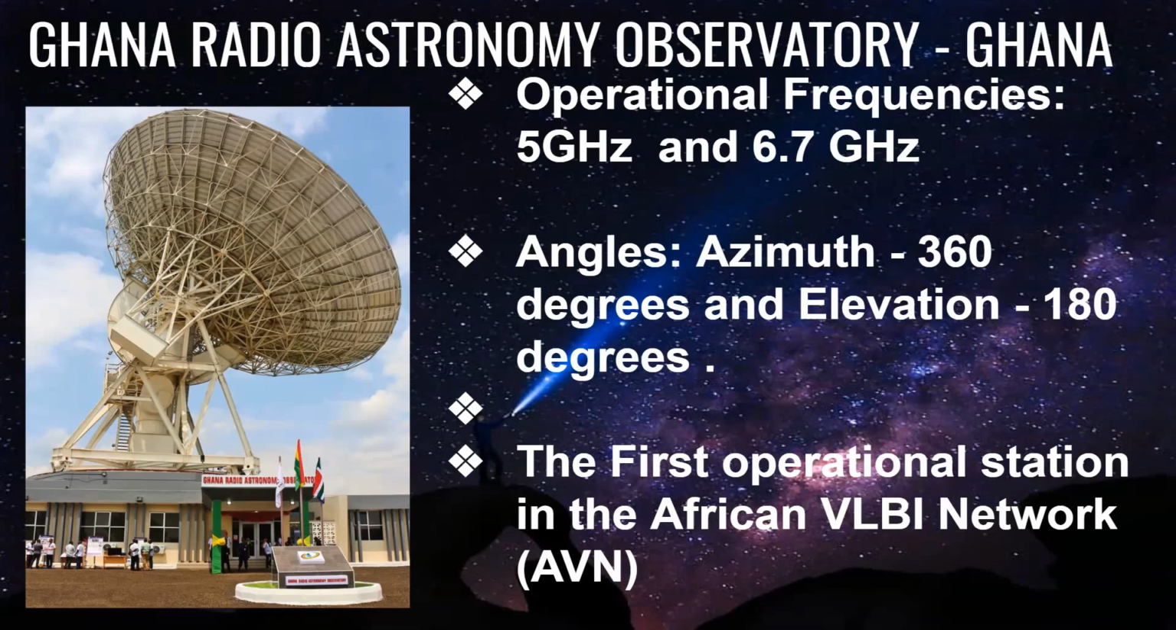It is also very important to note that the Ghana Radio Astronomy Observatory is the first operational station in the African Very Long Baseline Interferometry Network. The first one in Africa operating.